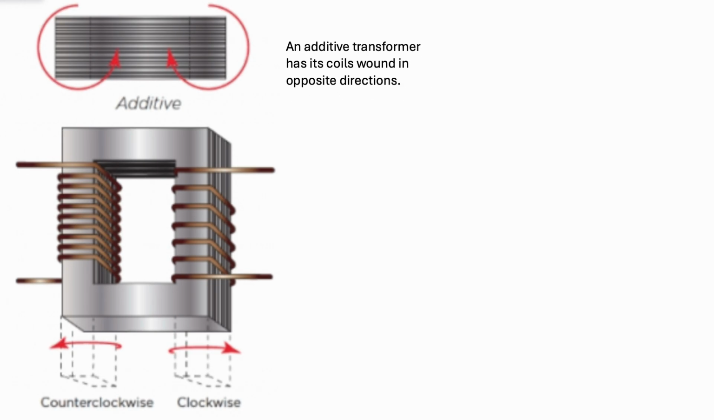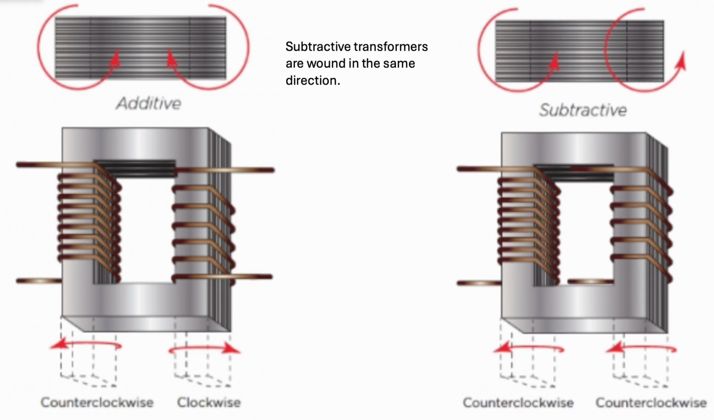So the differences between additive and subtractive transformers is pretty simple. It all stems from how their primary and secondary coils are wound with respect to one another inside of the transformer. Now the coils can be wound clockwise or counterclockwise around the transformer's core. An additive transformer has its coils wound in opposite directions, and a subtractive transformer has its coils wound in the same direction. But how did they come to be?